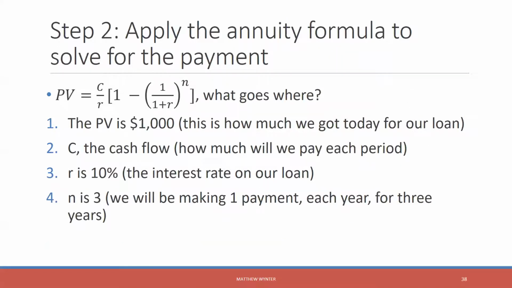The present value was 1,000. This is how much we got today for our loan. C, the cash flow, is how much we'll pay each period. R is 10%. That's the interest on our loan. And N is 3. We'll be making one payment each year for 3 years.